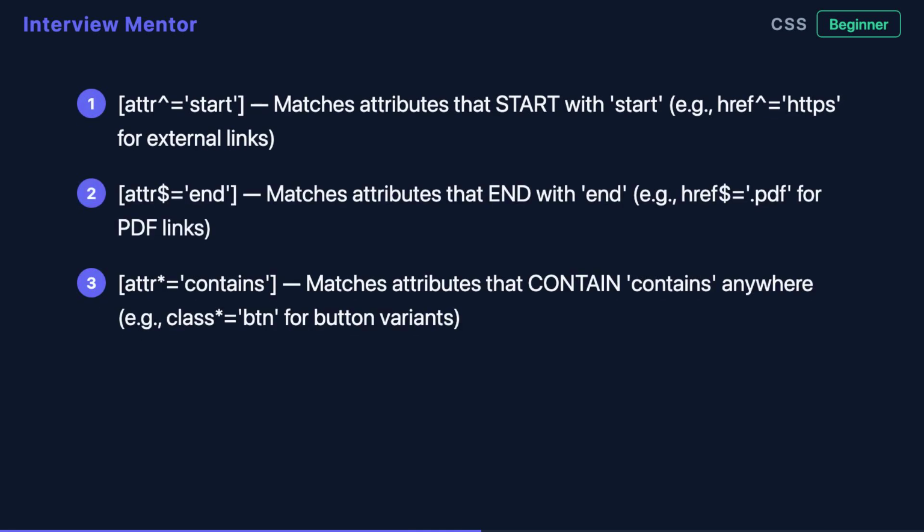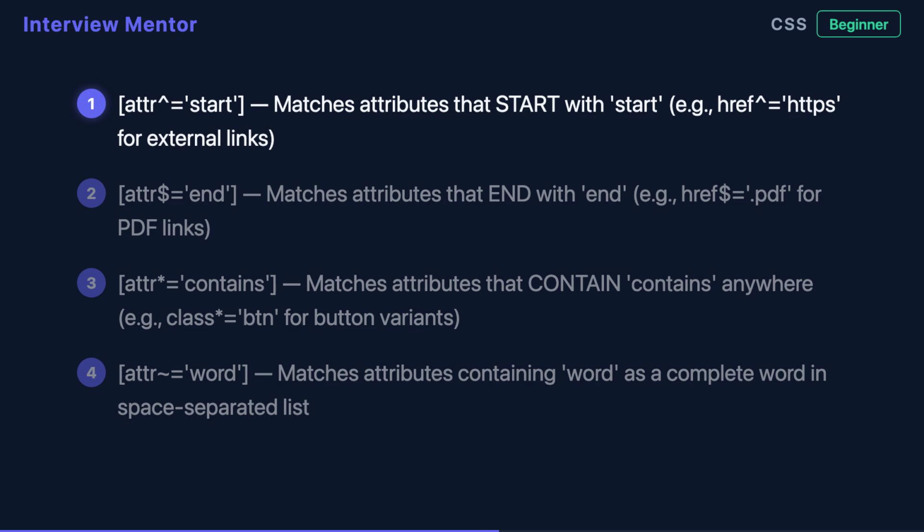CSS also gives you powerful partial matching. Caret equals finds attributes that start with a value, perfect for targeting all external links. Dollar sign equals matches the end of an attribute, useful for file extensions. Asterisk equals checks if the value contains a substring anywhere. These wildcards make your selectors incredibly flexible.